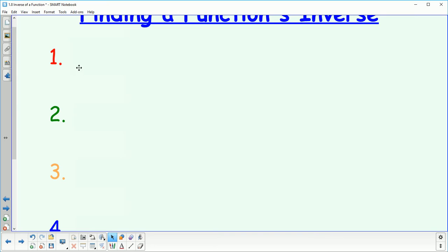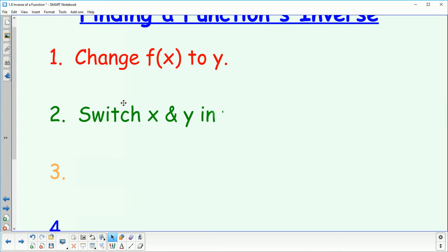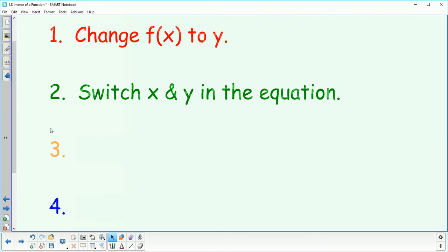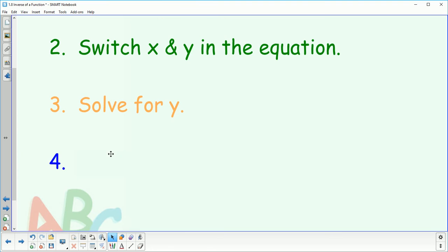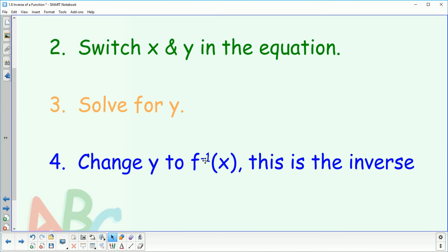To find its inverse, what you first want to do is change the f of x to y, or if it's g of x or h of x, whatever the function's name is, you're going to change that to y. After you do that, you switch the x and y in the equation, and you solve for y. So we change f of x to y, swap the two letters, and there may be multiple places where x has to change to y, and then we solve for y, and finally we change that y to what we call the f inverse of x. This is called your inverse, f inverse of x.